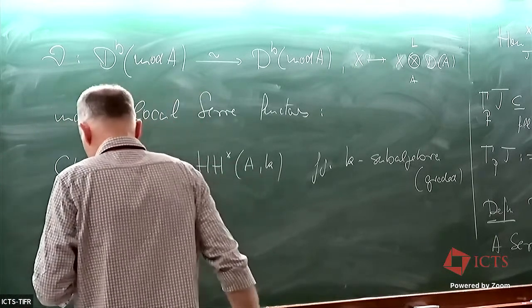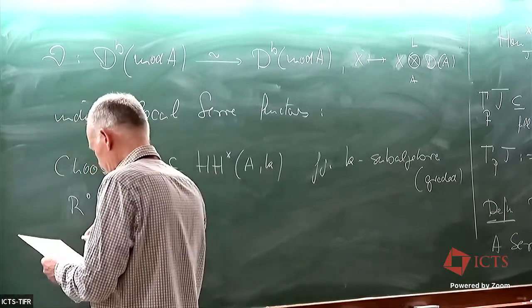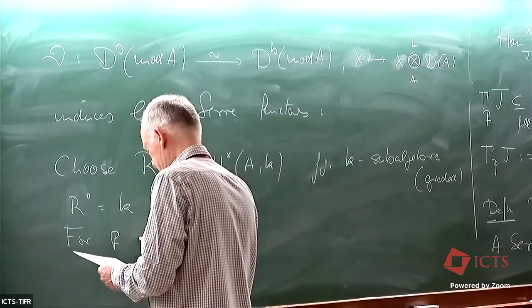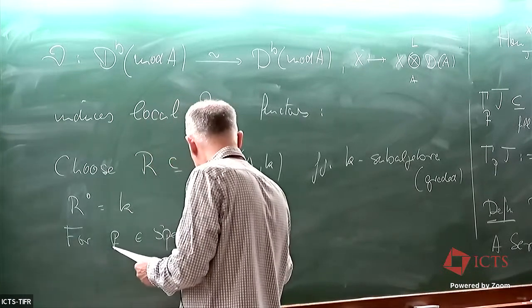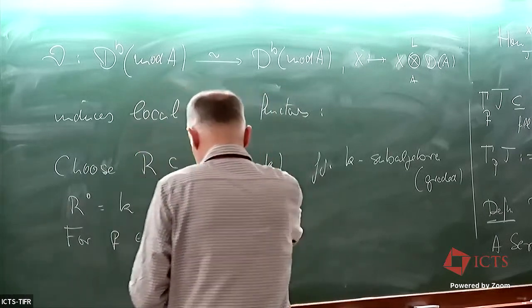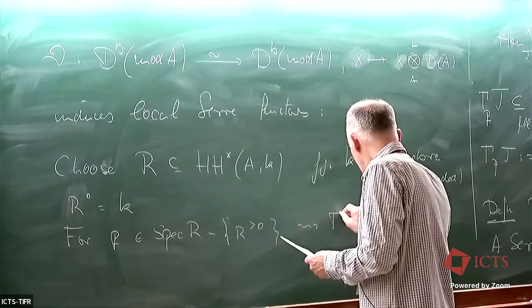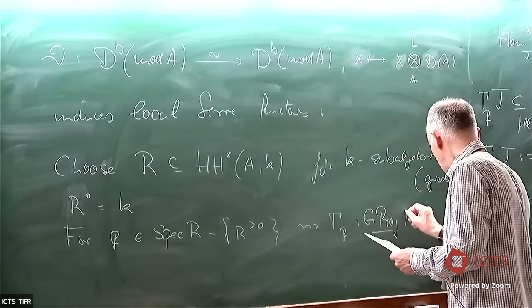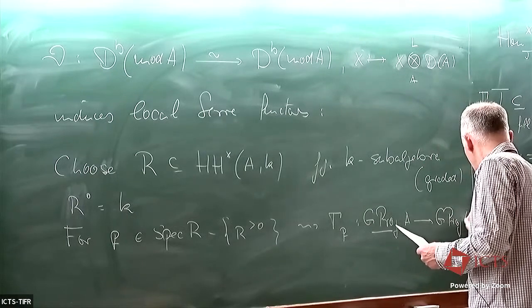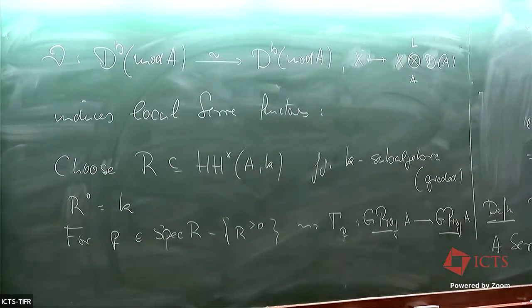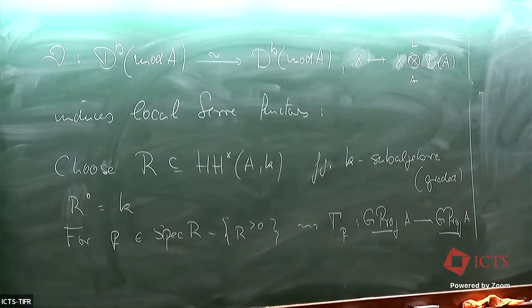And for any prime in Spec R without the maximal ideal, we have again the same construction of a local cohomology functor for the Gorenstein projective modules. So the ring R is acting on the category of Gorenstein projective modules, or the stable category of Gorenstein projective modules. And now we get two versions.